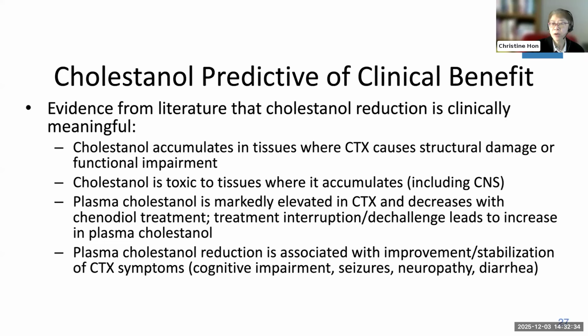First, cholestanol accumulates in tissue where CTX causes structural damage or functional impairment. And cholesterol is toxic to tissue where it accumulates, including the CNS. Plasma cholesterol is elevated in CTX patients, and when it is treated with chenodiol, there was a reduction in the level. When the treatment was interrupted or discontinued, there was a rebound of plasma cholesterol to a higher level. Finally, in some observational studies and case reports, plasma cholesterol reduction is associated with improvement or stabilization of CTX symptoms, including seizure, diarrhea, and cognitive impairment.